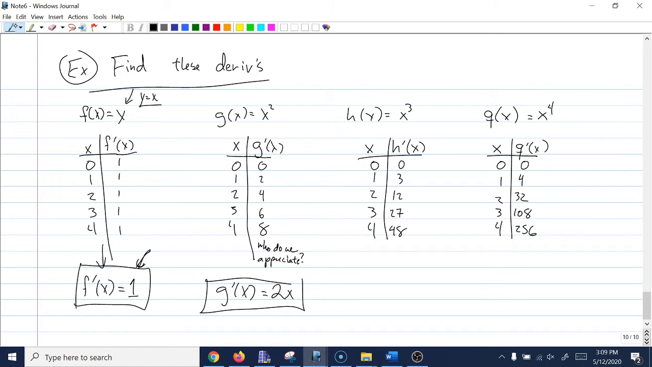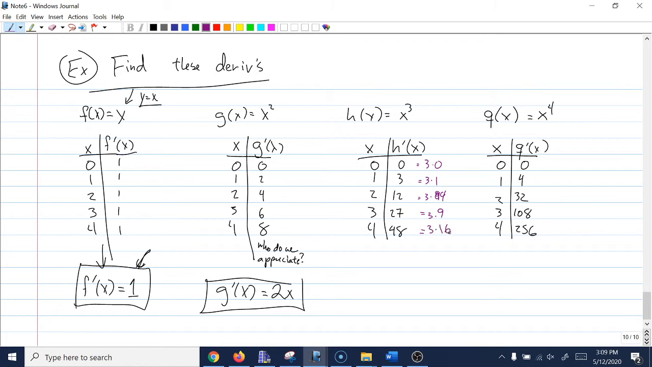The derivative for x cubed is way harder. 0, 3, 12, 27, 48. What helps to notice the pattern is noticing that all these numbers are multiples of 3. This is 3 times 0, and this is 3 times 1. This is 3 times 9. Wait, no, 3 times 4. This one is 3 times 9, and this one is 3 times 16.